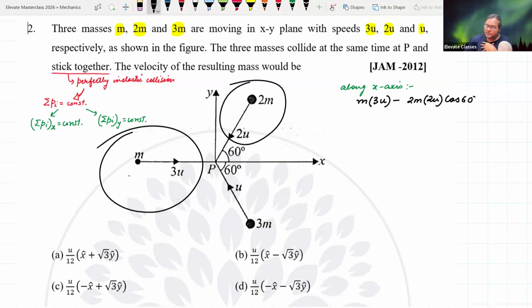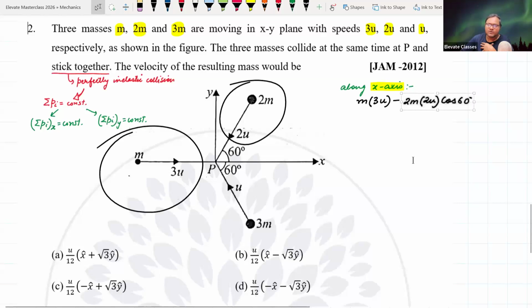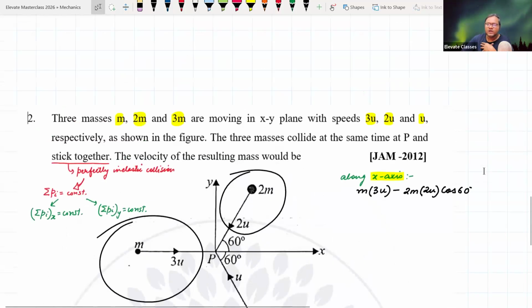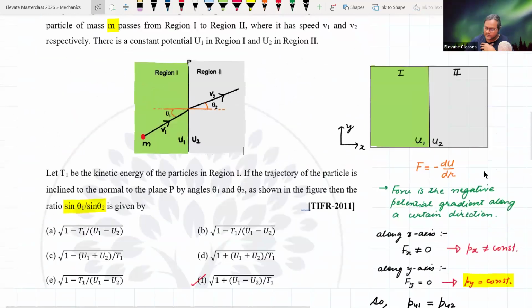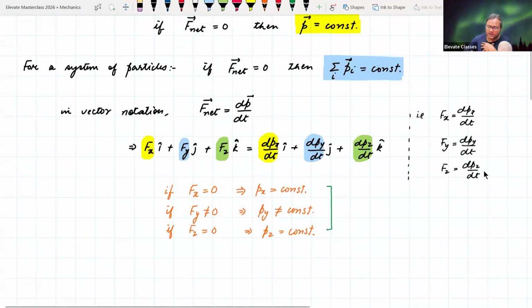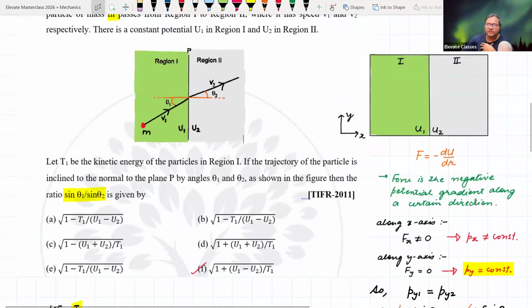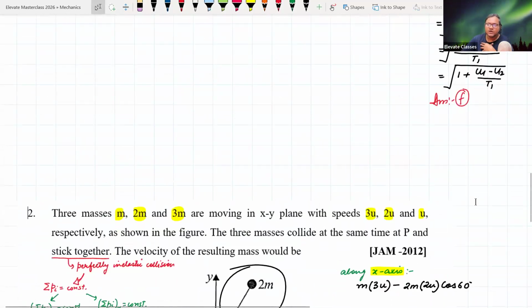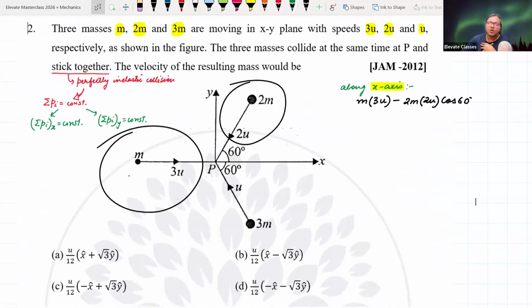See this, I am interested in the momenta along the x-axis. So I am interested in the component of the momenta along the x-axis. I am not interested in the absolute value of the momenta. If you have noticed, from the start until now, I am only talking about the momenta along a specific direction, right? Along which the force is zero. In this case, the force is zero everywhere because it's an isolated system. Therefore, we are looking at the momenta components along the x-axis first.